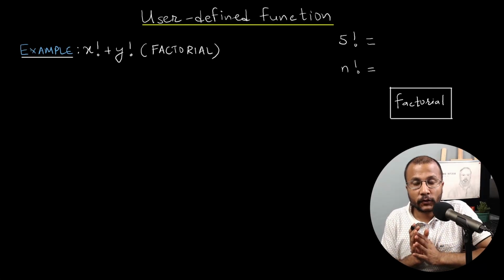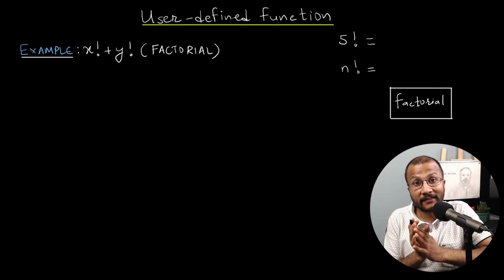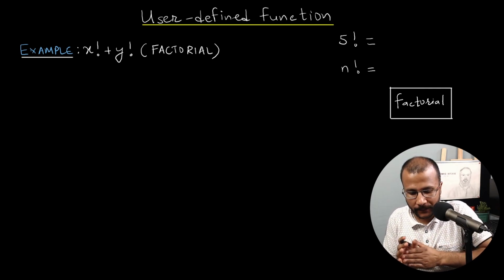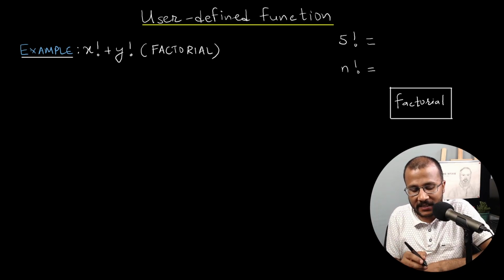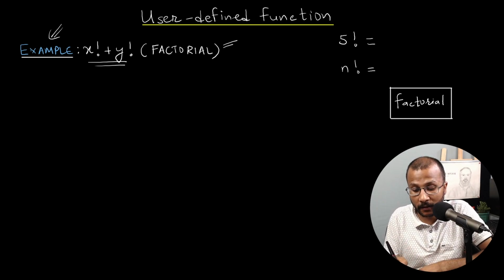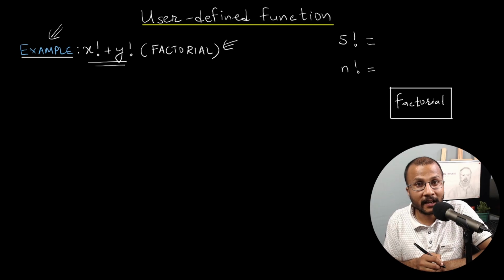In this lecture, we're going to learn how we can actually define our own function, that is how we can write the user defined function. To achieve this, let's first take an example, that is to find the sum of factorials of two numbers. That is, I'm supposed to find out x factorial plus y factorial, and I'm supposed to display the sum of x factorial plus y factorial.